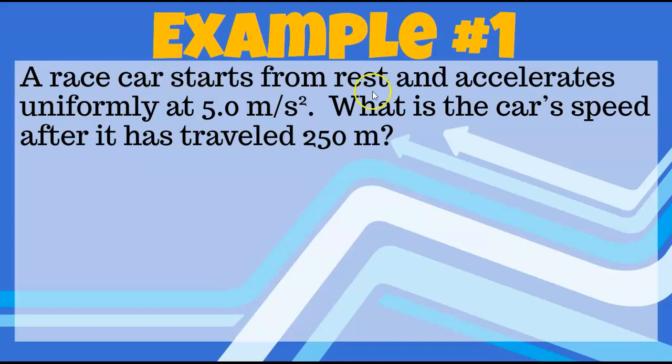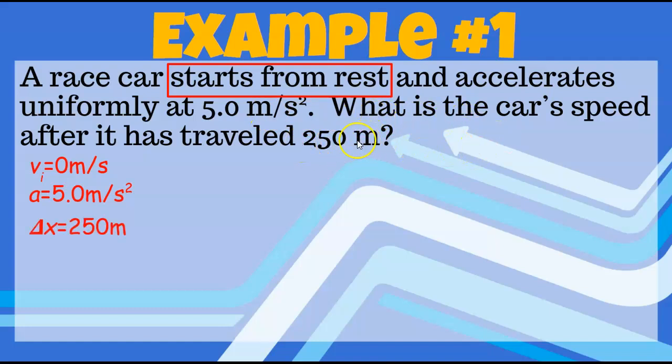We have a car that starts from rest and accelerates uniformly at 5.0 meters per second squared. What is the car's speed after it's traveled 250 meters? First thing you have to recognize: it says starts from rest. That means the initial velocity is 0 meters per second. We also know we have meters per second squared, which is acceleration. Then we also know that we have change in position. This is horizontal, so 250 meters. The question is asking us, what is the car's speed after it's traveled that distance?